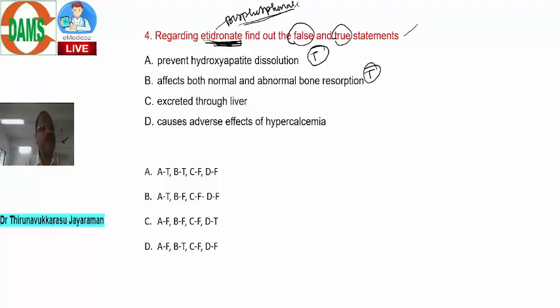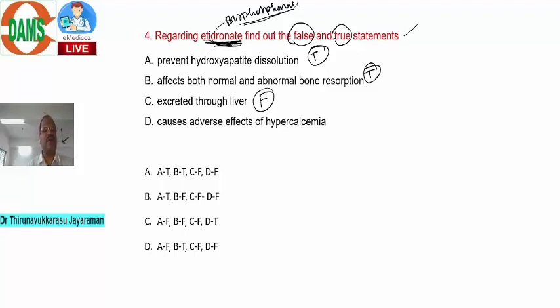Excreted through liver? No, no, no, no. Bisphosphonate is undoubtedly totally cleared from the kidney, so it's a false statement. Bisphosphonates undergo the renal route of excretion. They are unsafe in kidney failure.